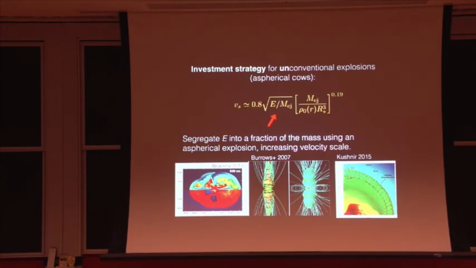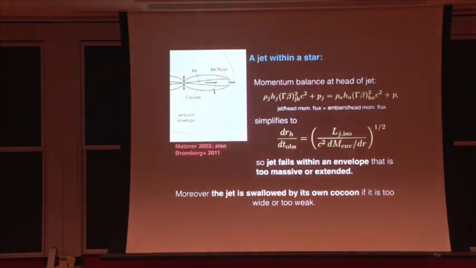And we know in the case of long gamma ray bursts that a jet has to pierce the stellar envelope and emit at the observer. So this is something that Omer Bromberg has been working on. Here's a simplified description of how this works.